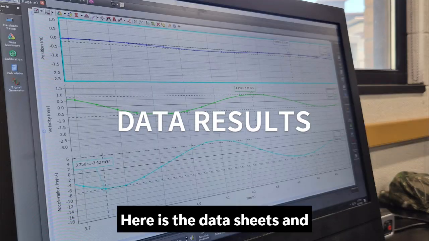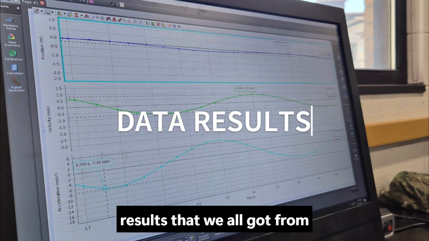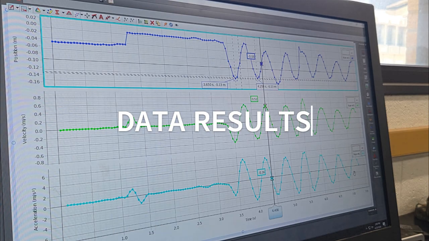Here are the data sheets and results that we all got from the experiment.